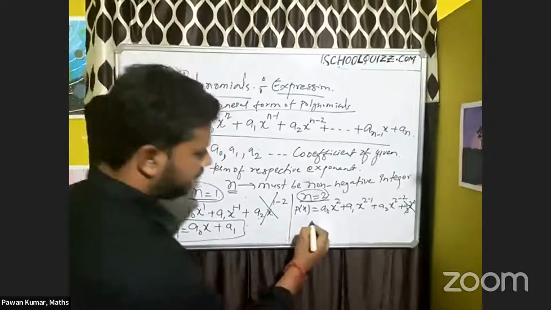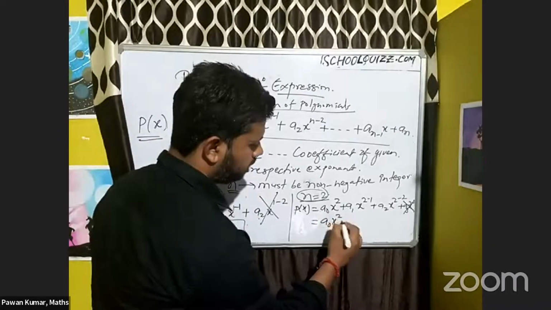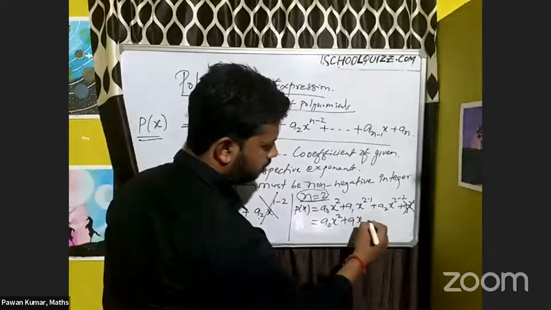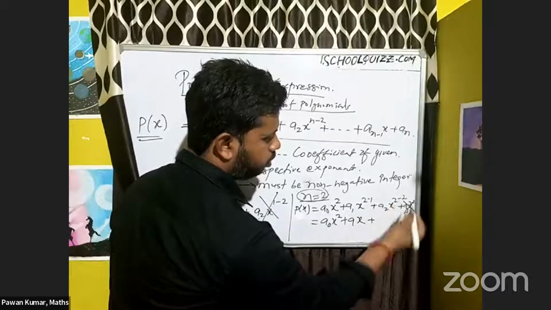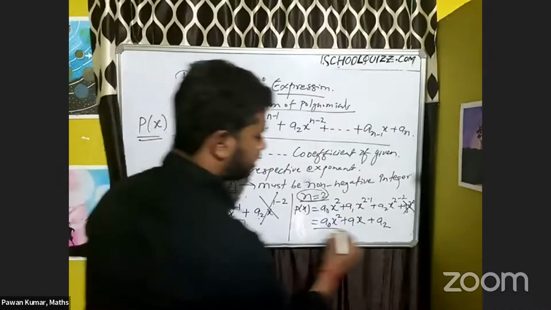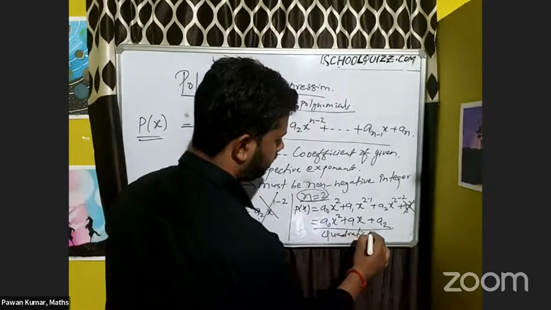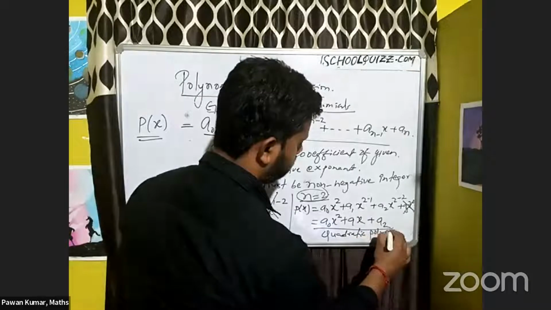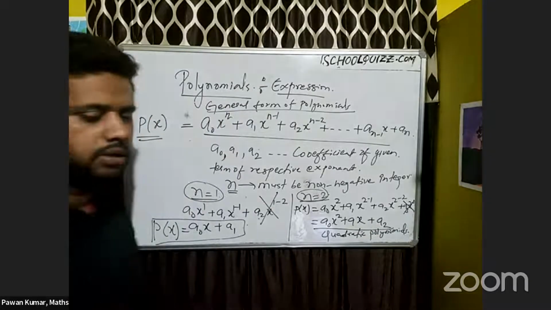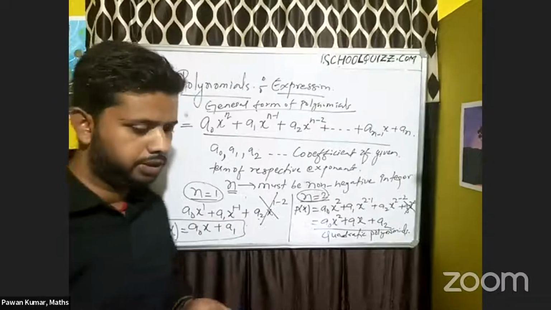2. So in a quadratic expression, what will it be? x square plus a1 x, since 2 minus 1 is 1, plus a2, since x to the power 2 minus 2 is 0. So we can write it as a2. So these polynomials we can call quadratic polynomials, correct? Quadratic polynomials. Like that you can write as many polynomials as you require. That is all about the polynomials, correct?